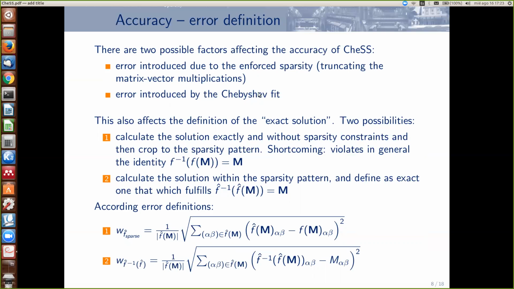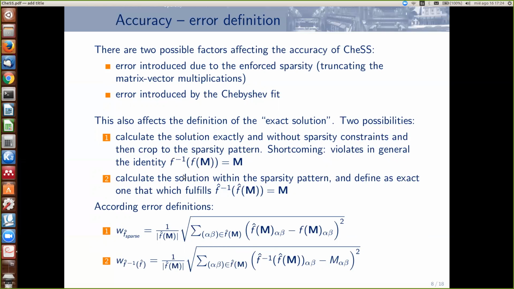And of course, to account for this, we also have two definitions of the error. Let's say first we have to define what is the exact solution that we should compare with. The most straightforward approach is just to calculate the matrix function directly without any sparsity constraints, for instance with Laplace, and then crop it to the sparsity pattern. The problem is that it usually violates this identity, right? If you calculate the matrix function and then apply the inverse function, we should get back the original matrix. But with this approach, this is usually not the case.